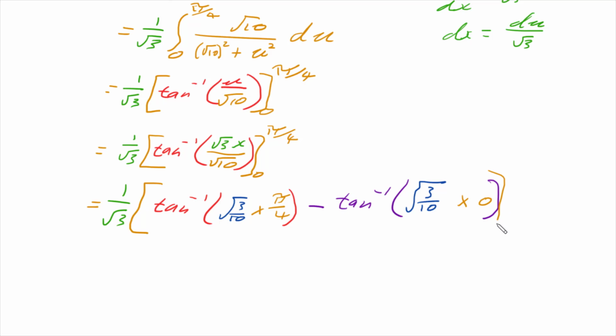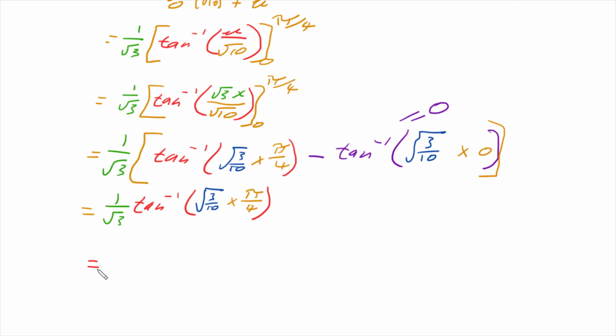So now I just need to work out these two values and subtract them and then multiply by 1 on root 3. This second one is nice and easy because it's just going to be the inverse tan of 0 because we've got root 3 on 10 times 0, which is 0. Inverse tan of 0 comes out to equal 0. So we don't have to worry about it at all. So all I really need to worry about is 1 on root 3 times the inverse tan of root 3 on 10 multiplied by pi over 4. So if I go and chuck that into a calculator and get a numerical answer, we get 0.235 if I round to 3 decimal places.